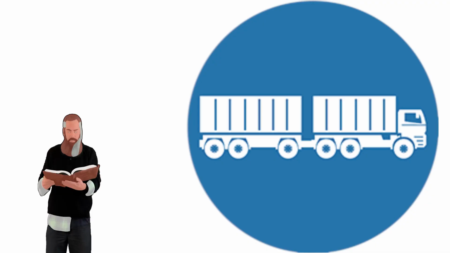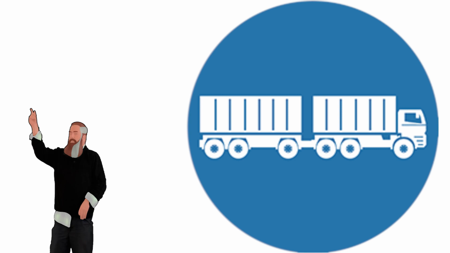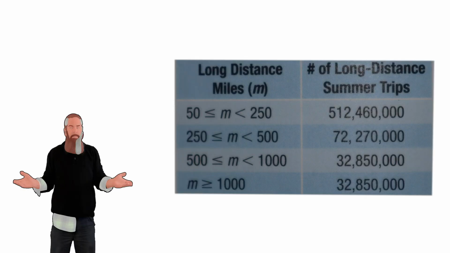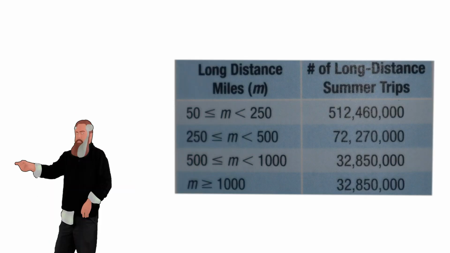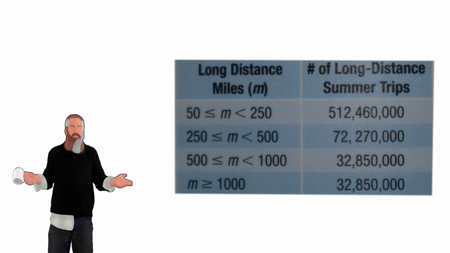The Bureau of Transportation Statistics conducted a survey to gather information about long-distance travel during the summer in the United States. They defined long distance as a trip of 50 miles or longer, and summer travel as a trip taking place between Memorial Day weekend and Labor Day weekend. In a particular study, they gathered data on over 650 million long-distance summer trips in a single year.